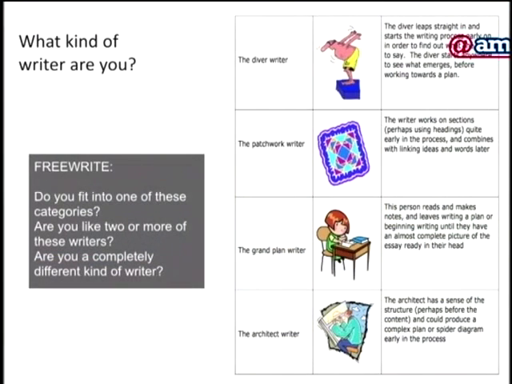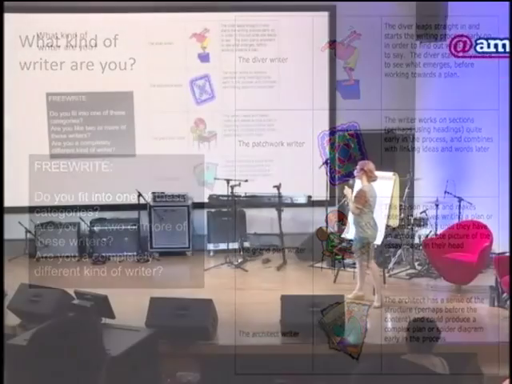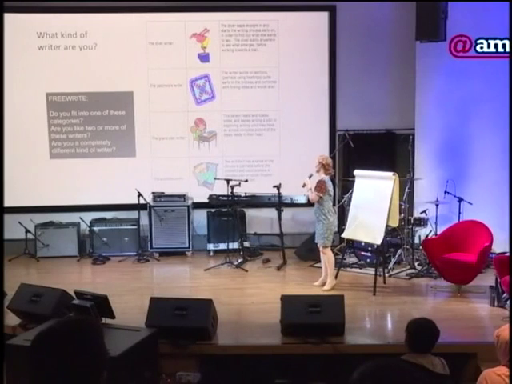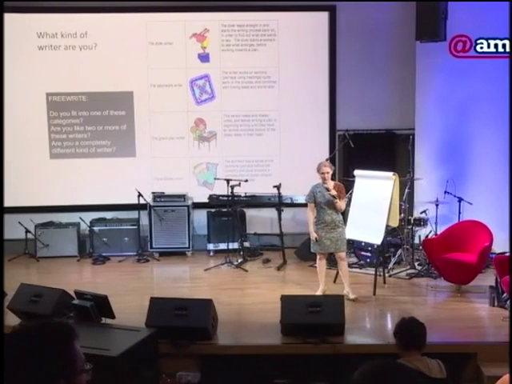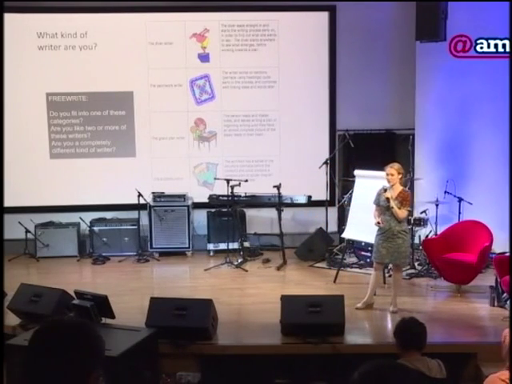This is another personal preference. The grand plan writer. You read and you make notes and write a plan so that you have all of that done before you actually sit down to write anything. And when you do sit down to write it, it's already pretty much in your head. You've already written it in your brain. Now you just need to write it on the paper. And the last one is the architect writer. This is a person that has a sense of the structure and could produce a complex plan or spider diagram even early in the process.